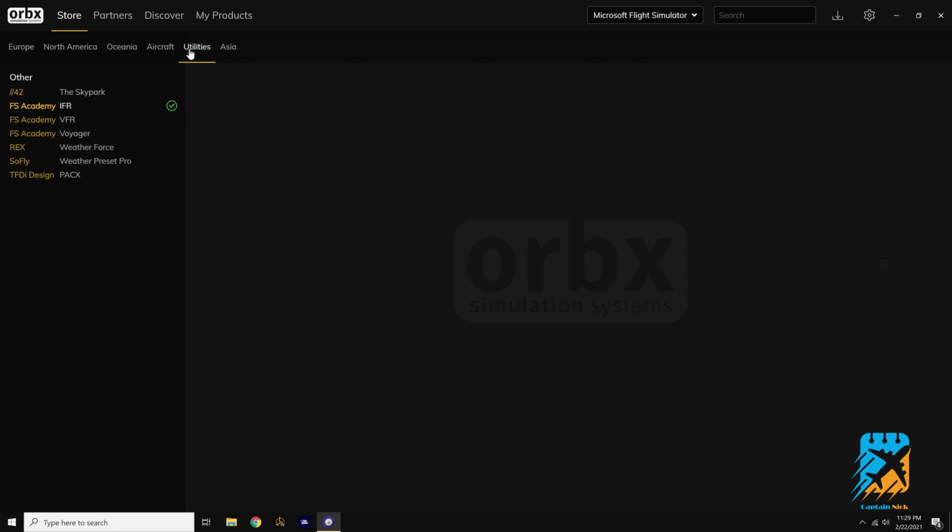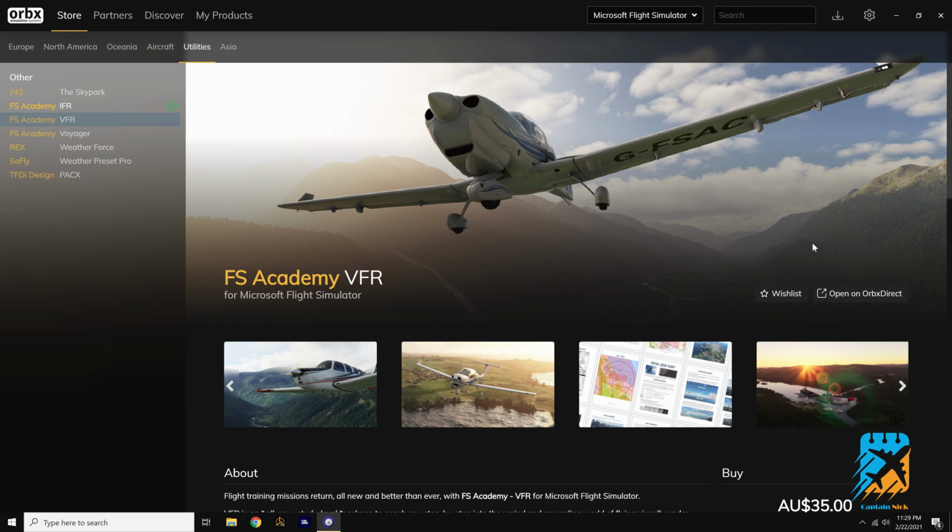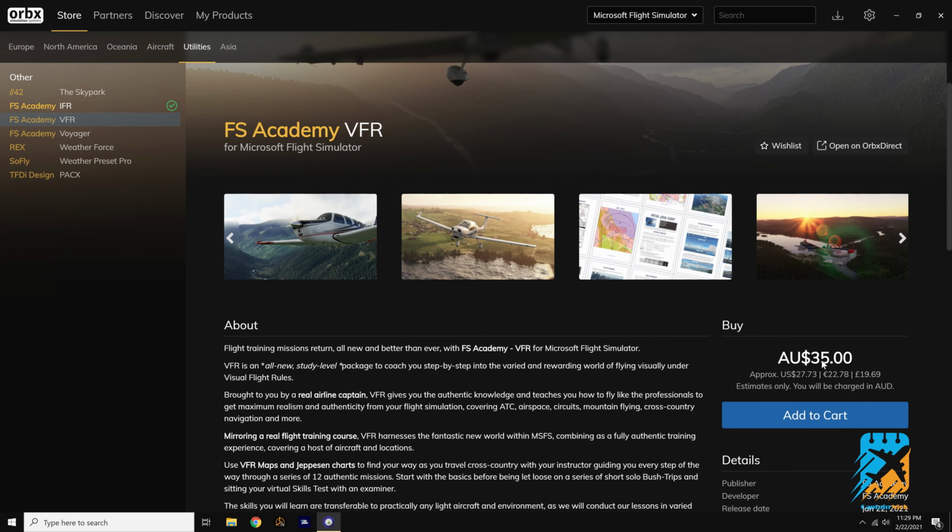So anyways, we'll go to the store. It's under Utilities here, and you'll see they've got a couple different ones. Basically, they are add-on lessons for your Microsoft Flight Simulator. They have the basic VFR package, which retails for 35 Aussie dollars, which is like 2 koala bear hugs or 10 bushels of eucalyptus leaves, I'm told. Works out to $27.73 US.